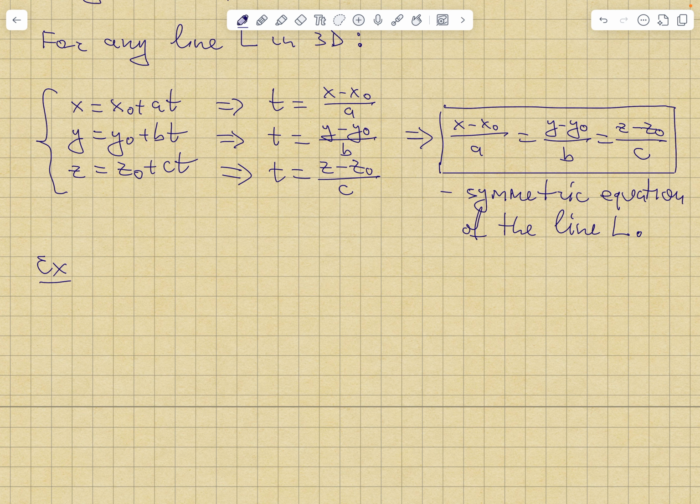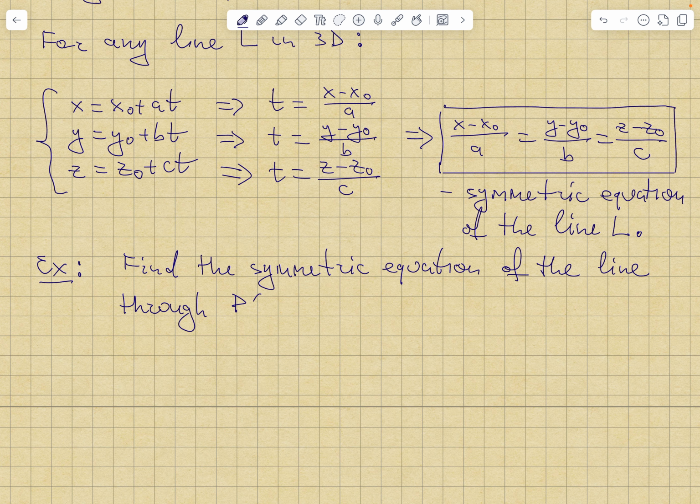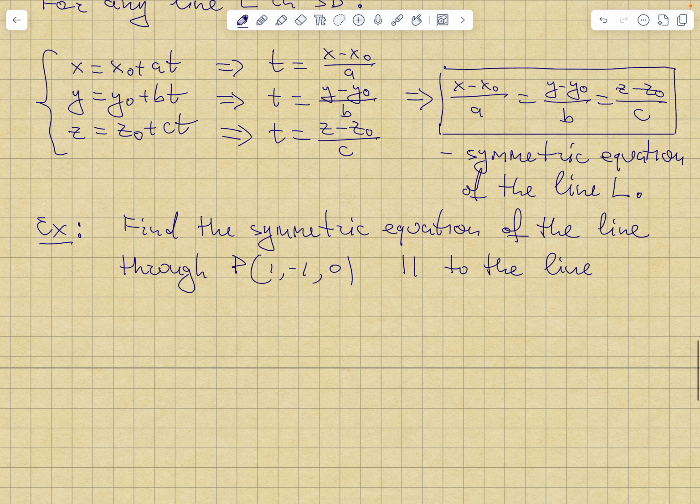Find the symmetric equation of the line through the point P with coordinates 1, -1, 0, and parallel to the line with the following equation: x minus 2 over 3 is equal to y plus 1 over 2 equal to z over 5.